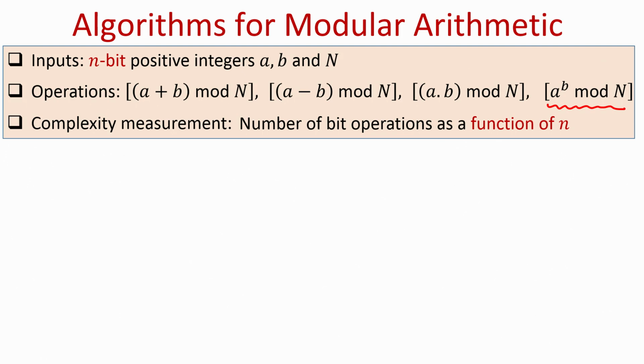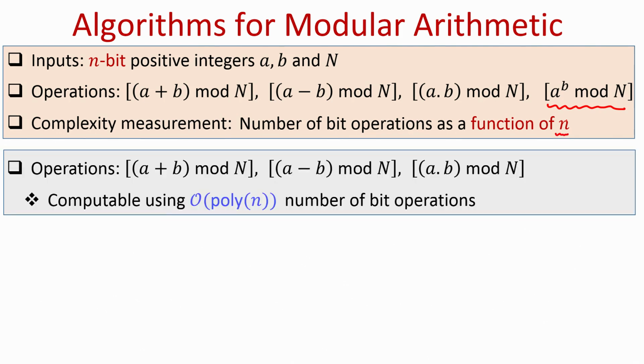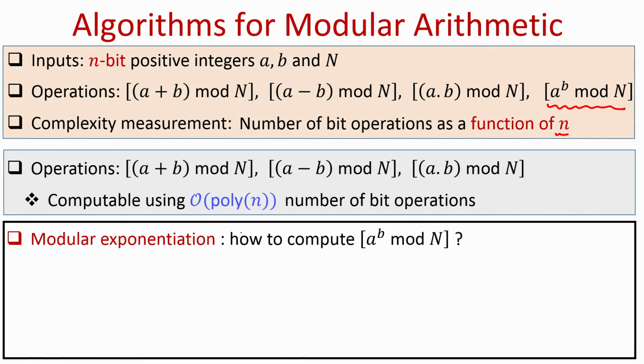We want to have algorithms to perform these modular arithmetic operations, such that the resultant algorithms' time complexity should be some polynomial function in the number of bits, namely little n. It turns out that if I want to perform modular addition, subtraction and multiplication, I can perform them in poly of little n number of bit operations. But what about modular exponentiation? Imagine I want to compute a to the power b modulo n.